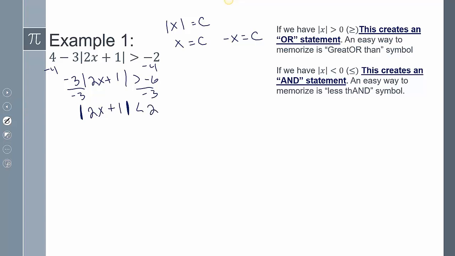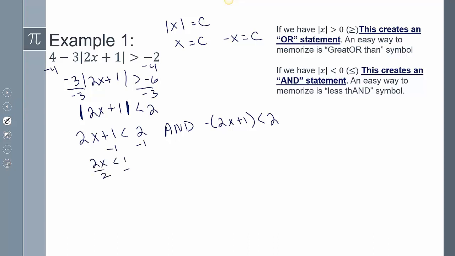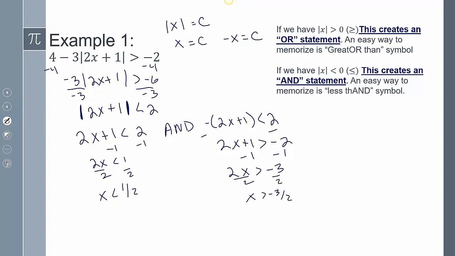Now, being able to break this up, I get 2x plus 1 is less than 2, and because it's an AND statement, because it's less than, I get and negative 2x plus 1 is less than 2. Solving each of these, minus 1 on both sides, 2x is less than 1, divide by 2, x is less than 1/2. For the other one, divide both sides by negative, so I get 2x plus 1 is greater than negative 2. Minus 1 on both sides, 2x is greater than negative 3. Divide both sides by 2, x is greater than negative 3/2.